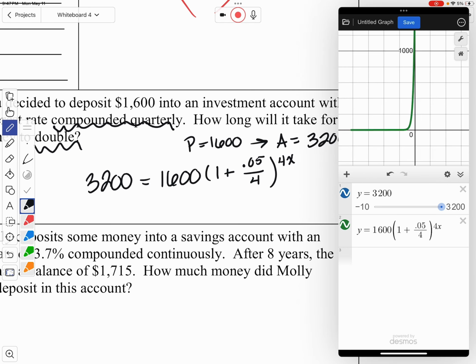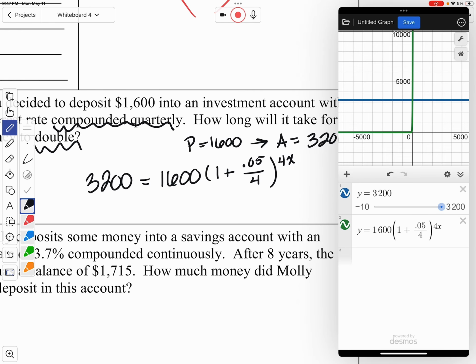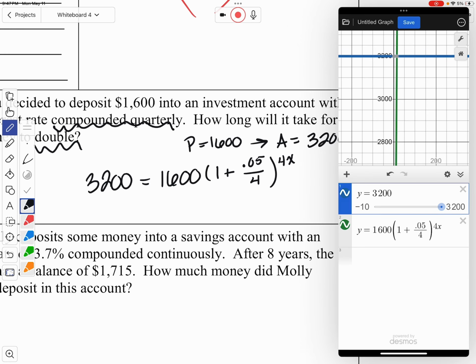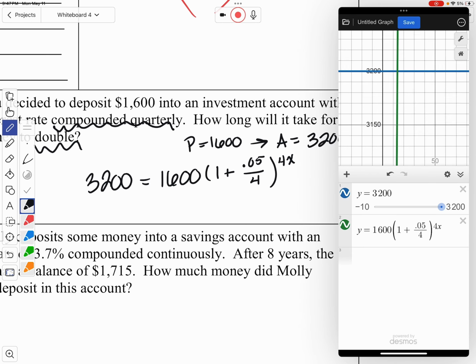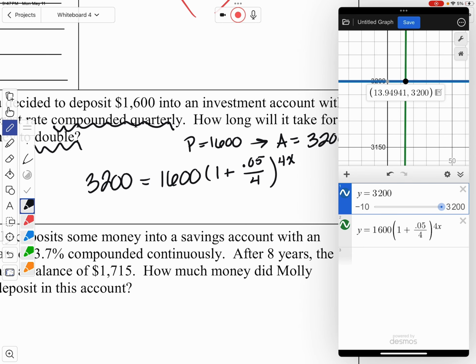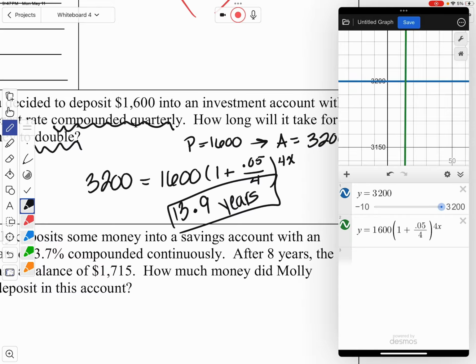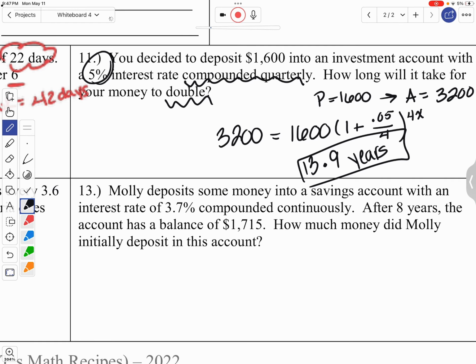I'm going to zoom very far out where green and blue come together, get a good idea, zoom, zoom, zoom. And it is going to take me 13.9 years. My opinion, not a very good investment. If it takes you almost 14 years to double your money, that's not a very good investment.